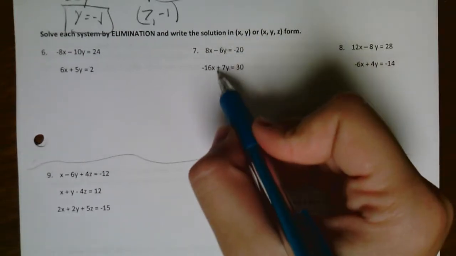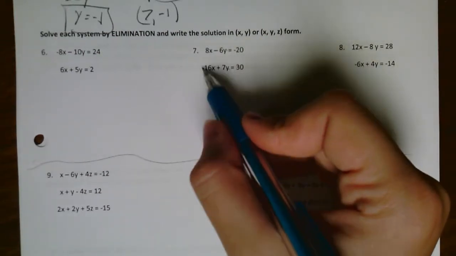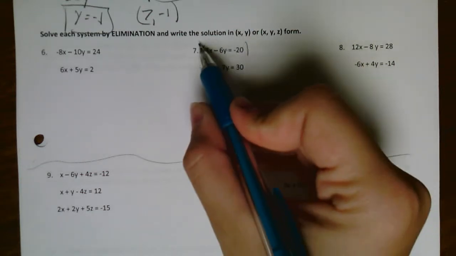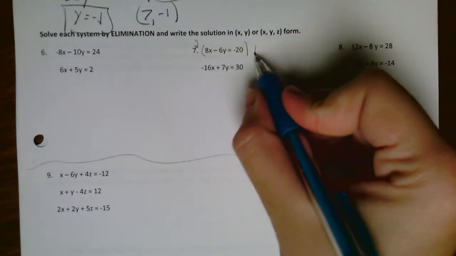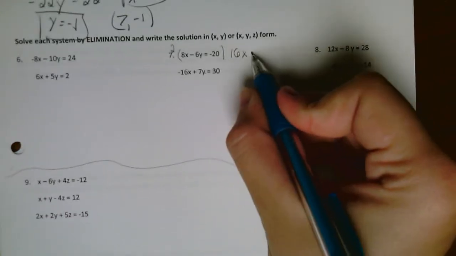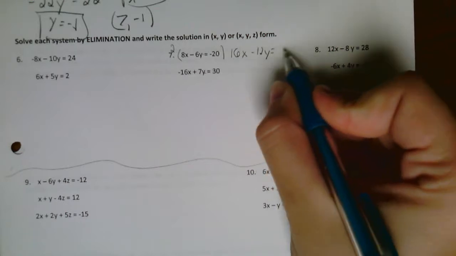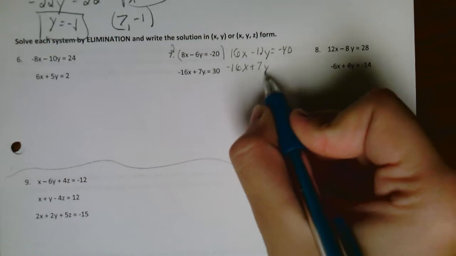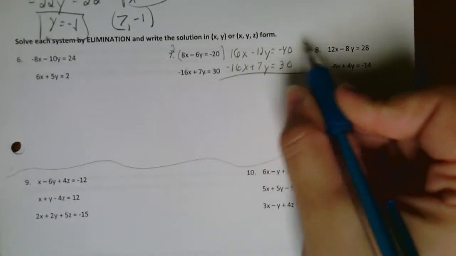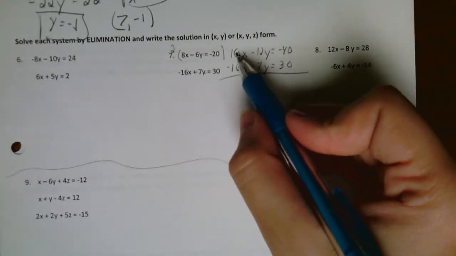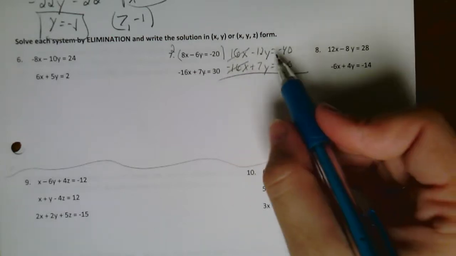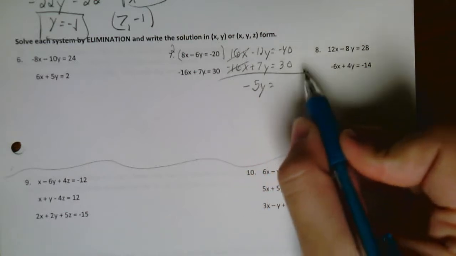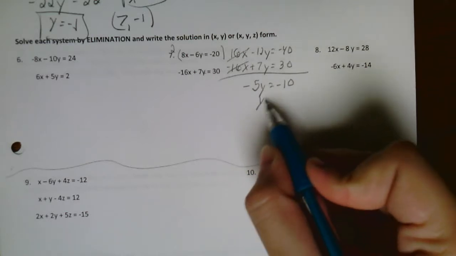But in this case, I think it's maybe even easier to get rid of the 8 and the 16. So I'm going to take this problem and multiply it by 2. That's going to become 16x minus 12y equals negative 40. Negative 16x plus 7y equals 30. I don't even have to change anything in that one. When I add 16 plus negative 16, they both go away, and that gives me negative 5y equals negative 10, so y equals 2.